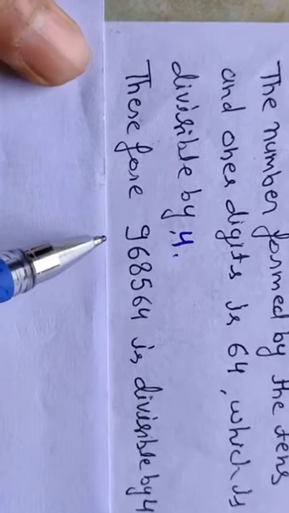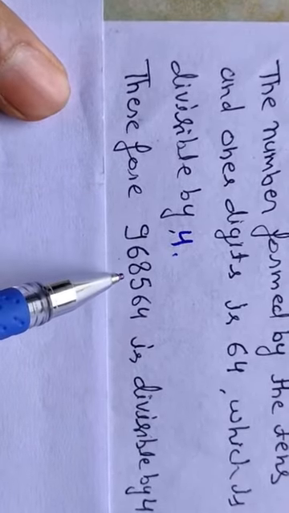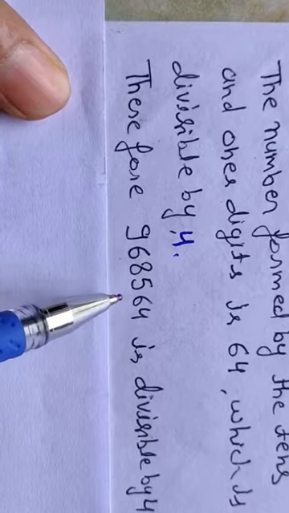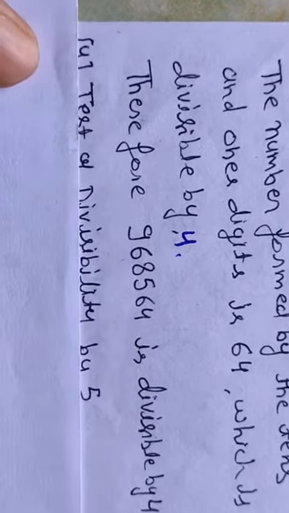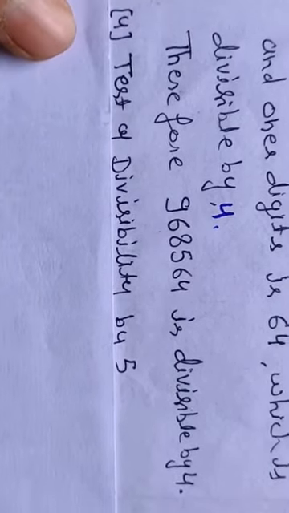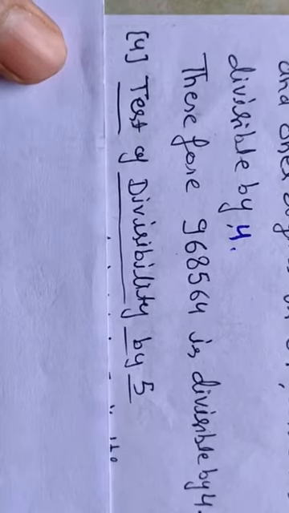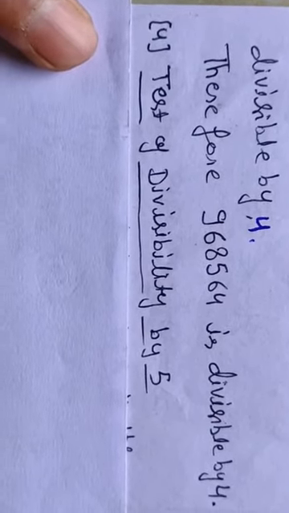So 9,68,564 is divisible by 4. Okay. Now next is the test of divisibility by 5. It is a very simple test.